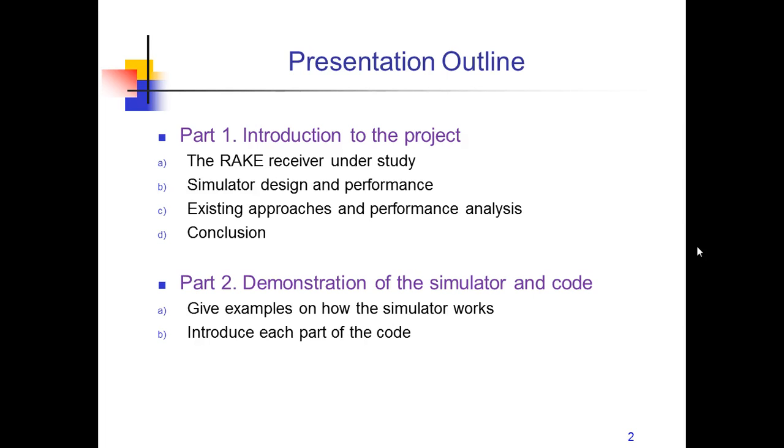In part 1, first I will describe the rake receiver under study, and the reason why this kind of receiver is useful in CDMA systems. Secondly, I will show you the design of each part of the simulator and present the results of one experiment to illustrate the performance. Thirdly, several design approaches of rake receiver will be introduced. Finally, I will draw a concise conclusion to part 1. In part 2, I will first conduct some experiments on the simulator to show you how it works, and then show you each part of the code of the simulator.